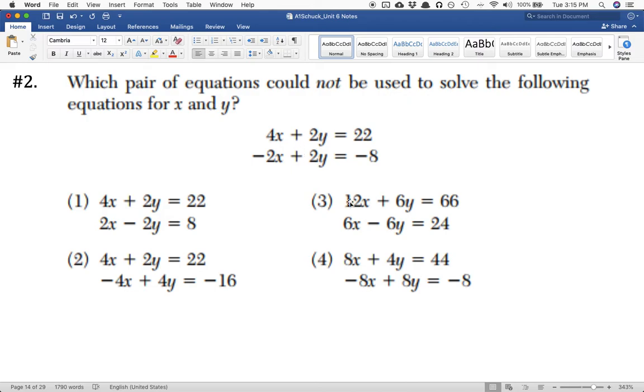This top one looks like I multiplied everybody by 2. 4 times 2 is 8. 2 times 2 is 4. 22 times 2 is 44. Here it is. The bottom one, it looks like they multiplied it by 4.